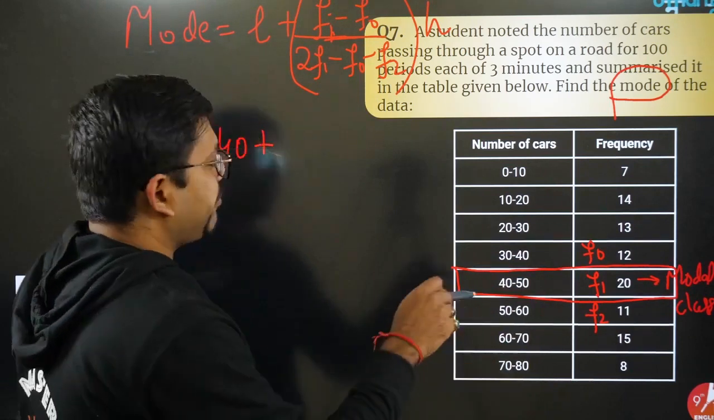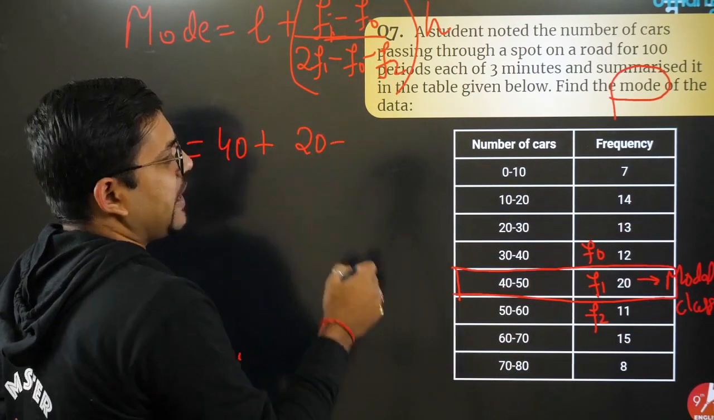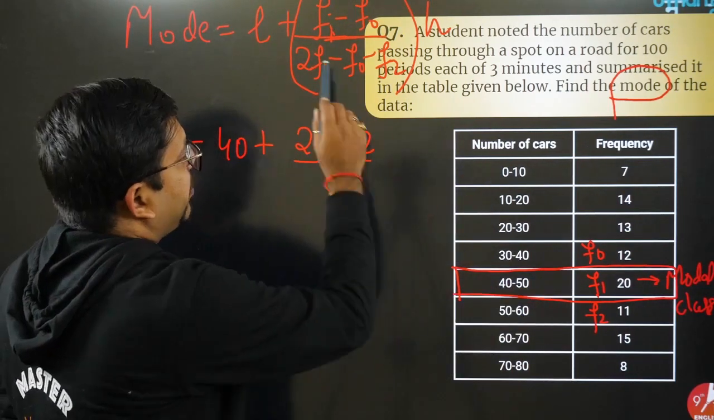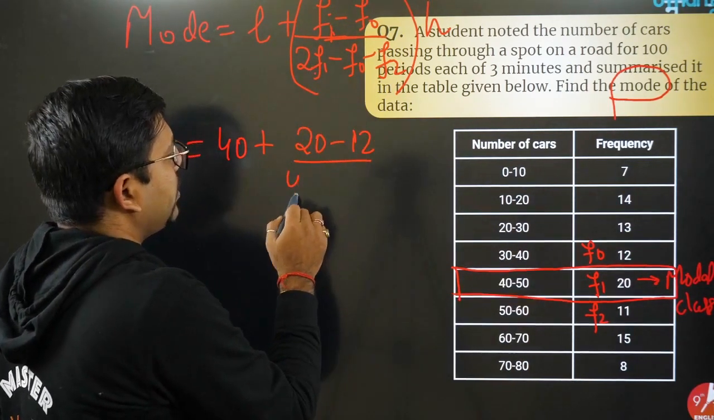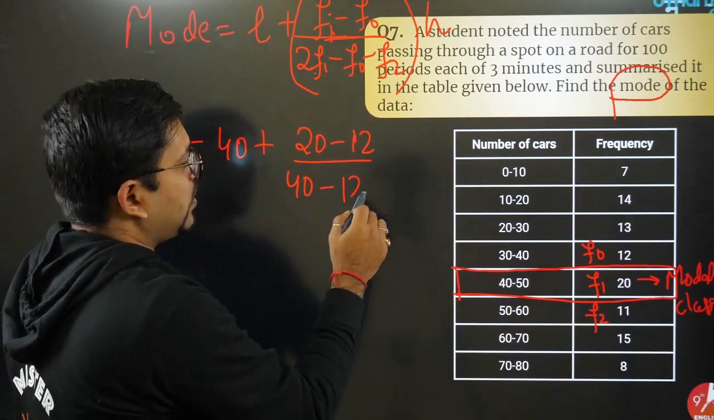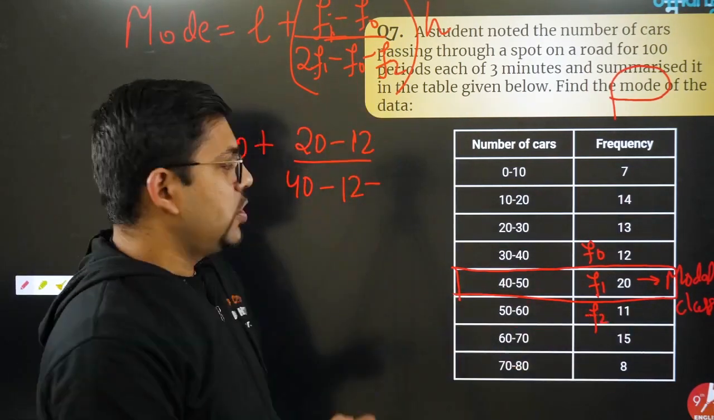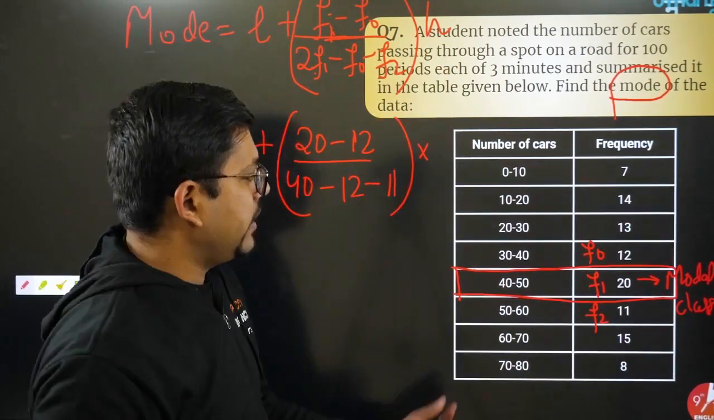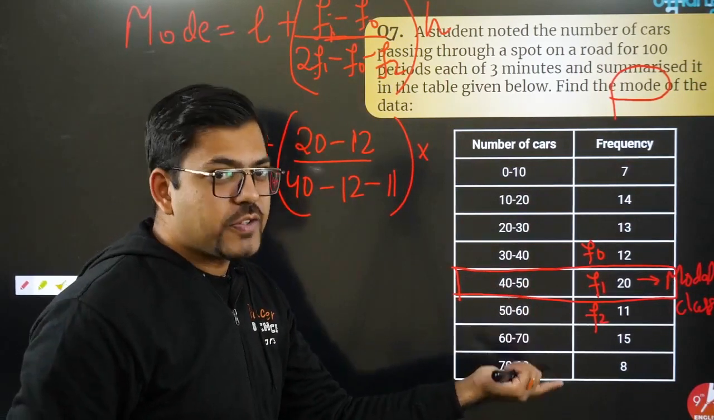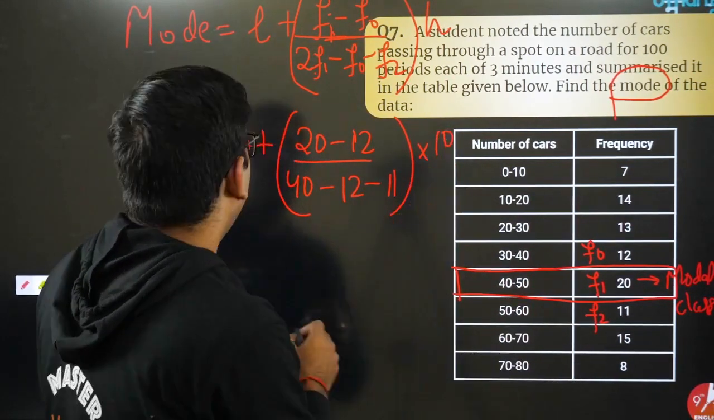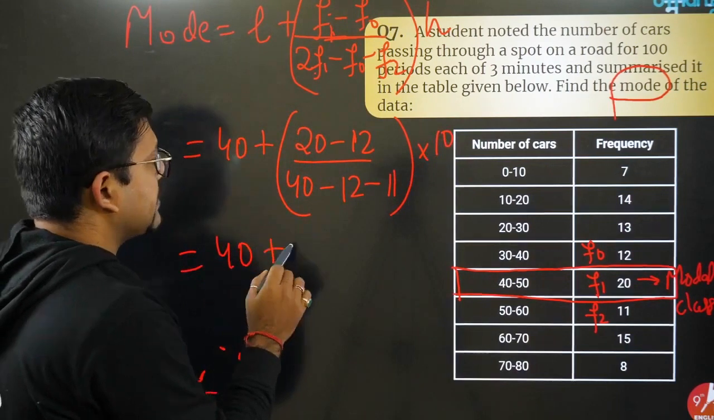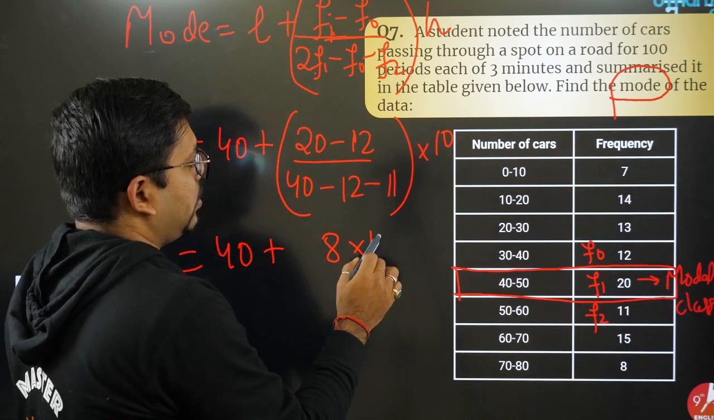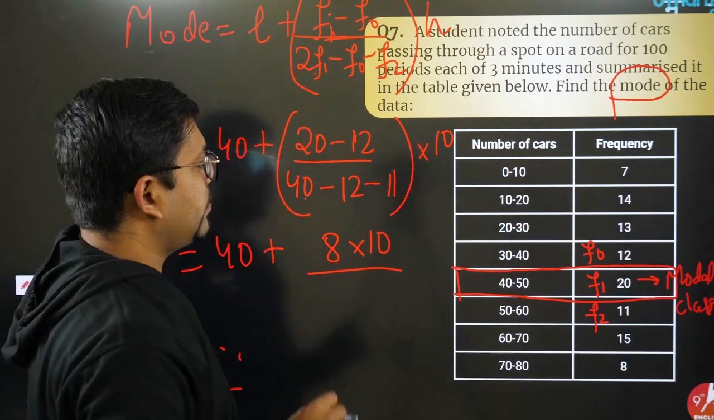Simple. So for F1, you will write 20, minus F0, that is 12, divided by 2 times F1. 2 times 20, 40, minus F0, minus 12, minus F2. F2 is 11, so minus 11. Whole multiplied by H. H is class height, class width. So for 40 and 50, class width is 10. Very simple. So what we got? We got 40 plus (20 minus 12), 8 into 10, divided by 40 minus 12 minus 11.